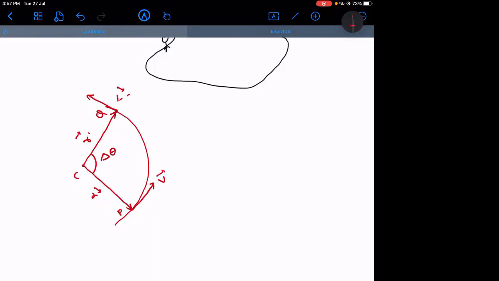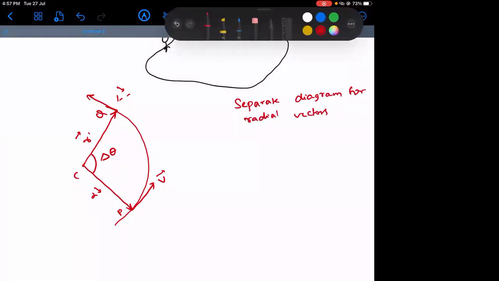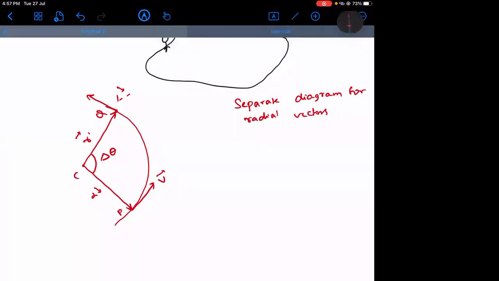Okay. So if I take a separate diagram for radial vectors, then observe: CP is R vector, CP dash, I'll call it CQ, CQ is R dash vector.